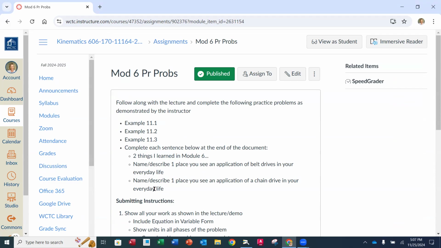The first one is my standard: what did you learn? Think about what we covered after we've gone over the practice problems and gone through the lecture. Write a couple things that you've learned. And then I want you to name and describe one place where you see an application of belt drives and one place where you see an application of chain drives. I'm going to tell you, you cannot put a bike. You can't put a bike for chain drive. That's off the table. You got to look somewhere else. There's plenty of them around. So that's kind of an easy gimme, so I'm not going to allow that one.